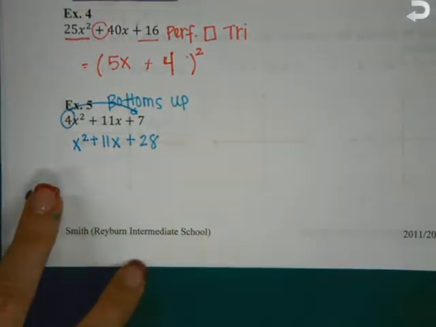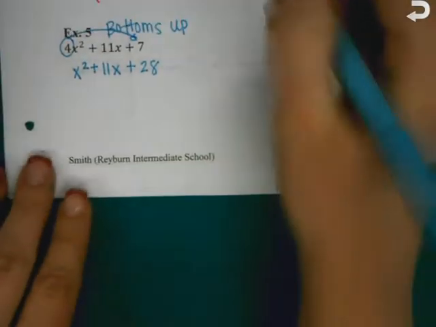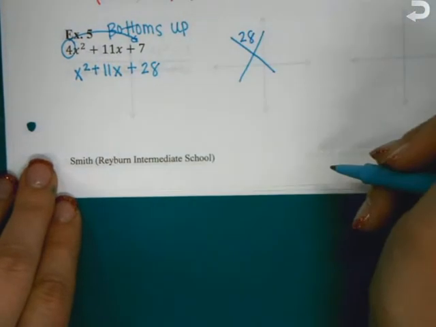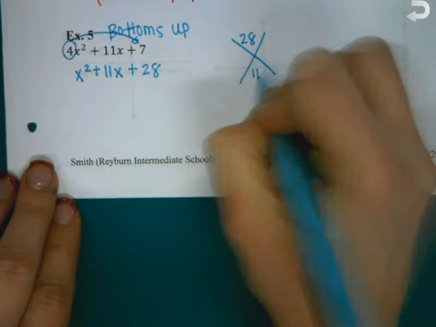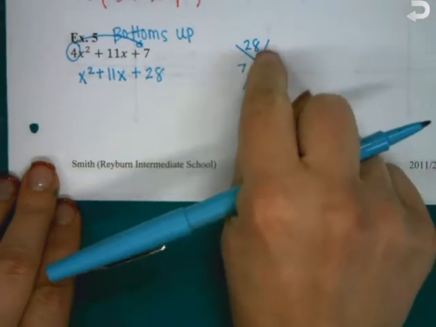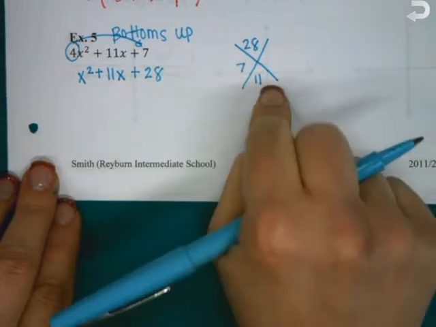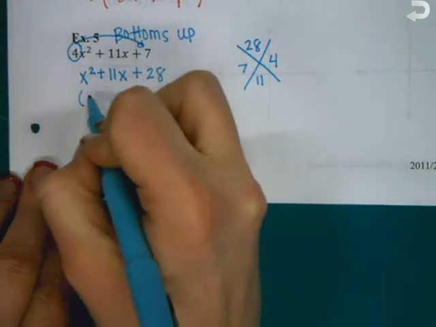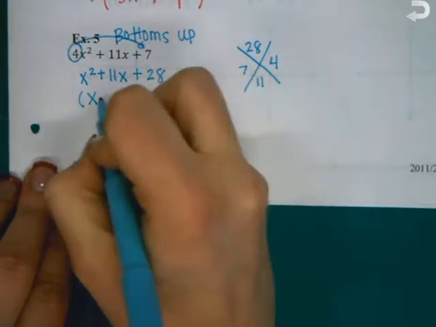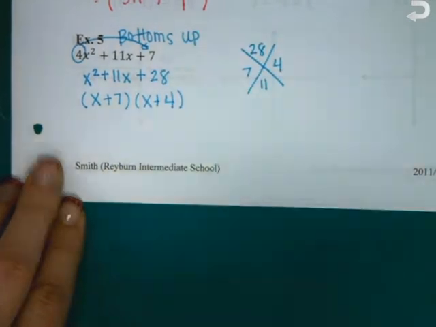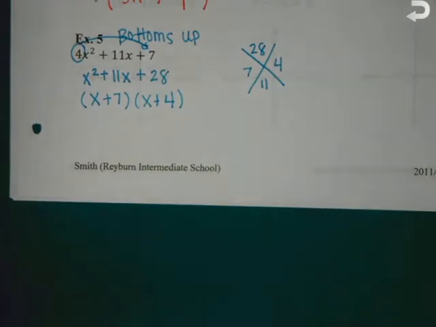I'm looking for two numbers that multiply to 28 and add up to positive 11. The top number is what we're multiplying to, the bottom number is what we're adding to. 7 and 4. So this factors to x plus 7 times x plus 4. So I'm done, right? No, I have to do the bottoms up part. Remember, at the beginning we multiplied by 4, so now we have to undo that by dividing by 4.